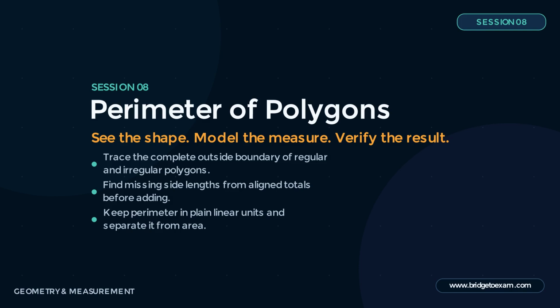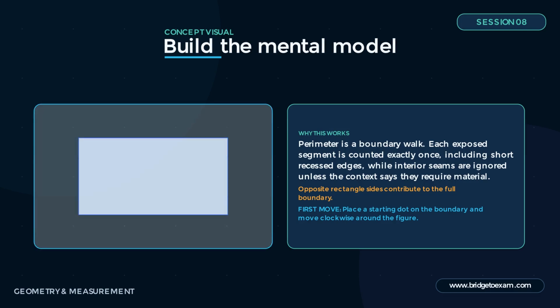Find missing side lengths from aligned totals before adding. Keep perimeter in plain linear units and separate it from area. Keep the diagram, the calculation, and the unit connected at every step. Start with the concept visual.